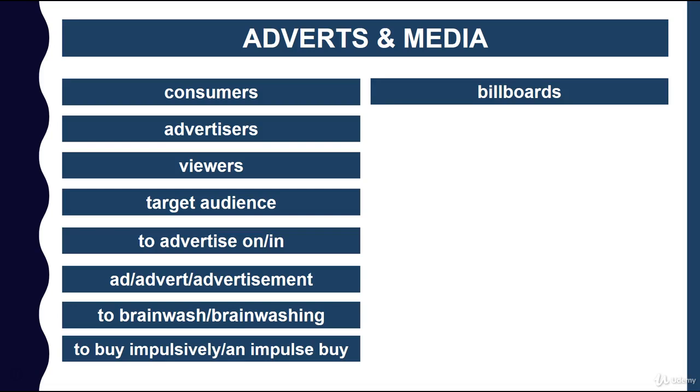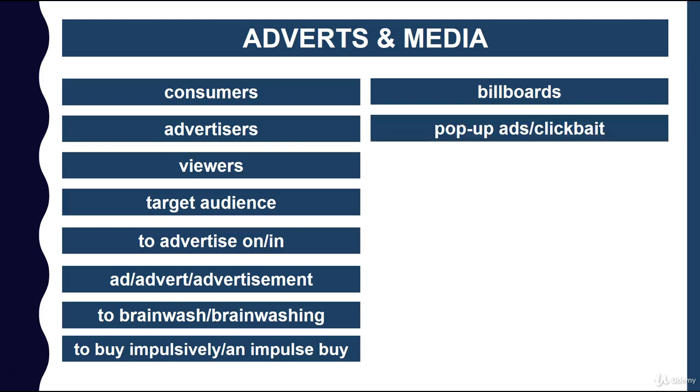Where adverts can be seen is on billboards. These are huge notices on the sides of buildings. Also, you've got pop-up ads and clickbait. These are very complex words and quite new words in our vocabulary. When you are on the internet, on a website, sometimes an advert pops up, and this is called a pop-up ad. It's trying to attract you.